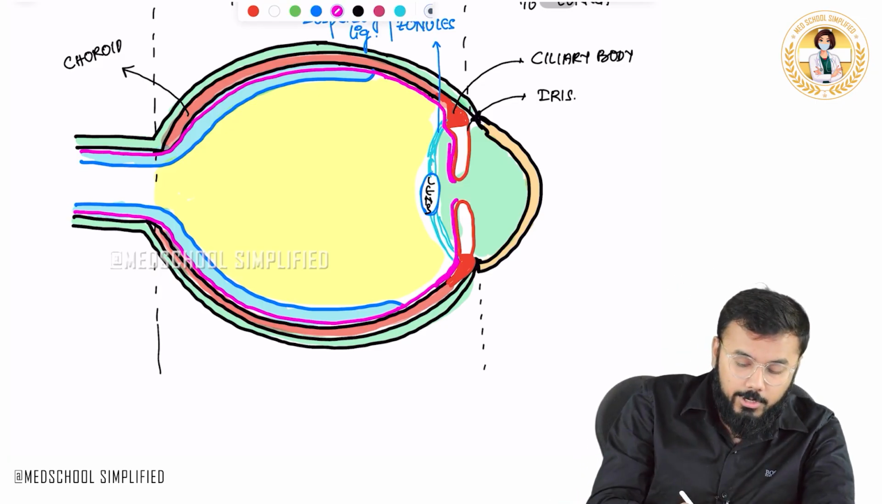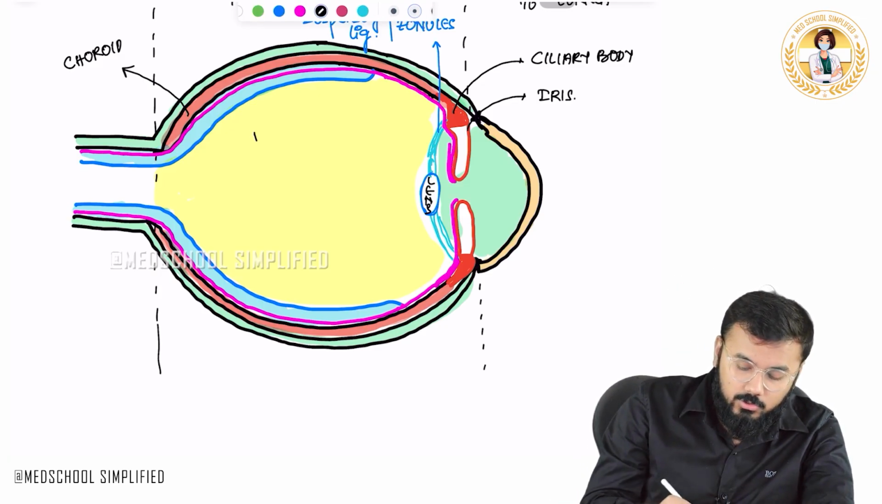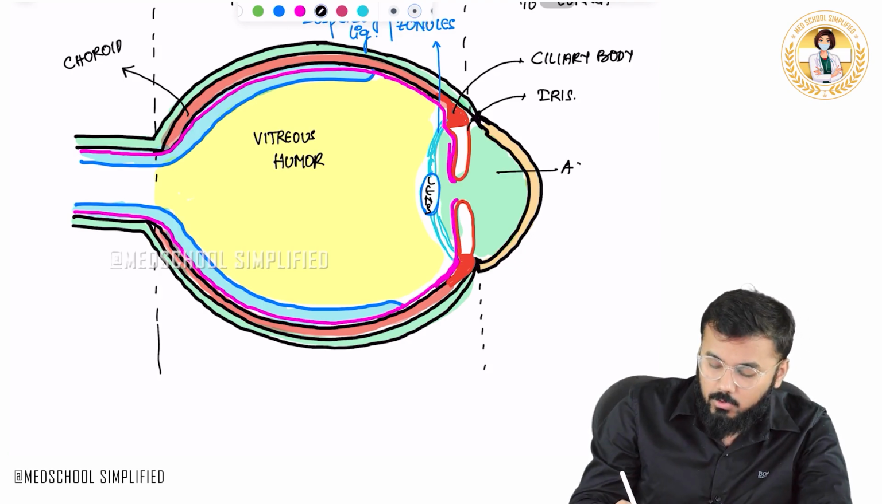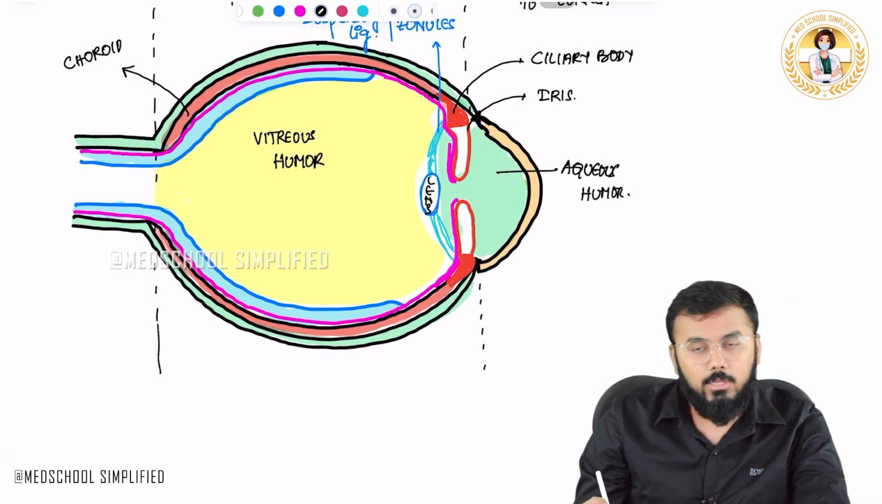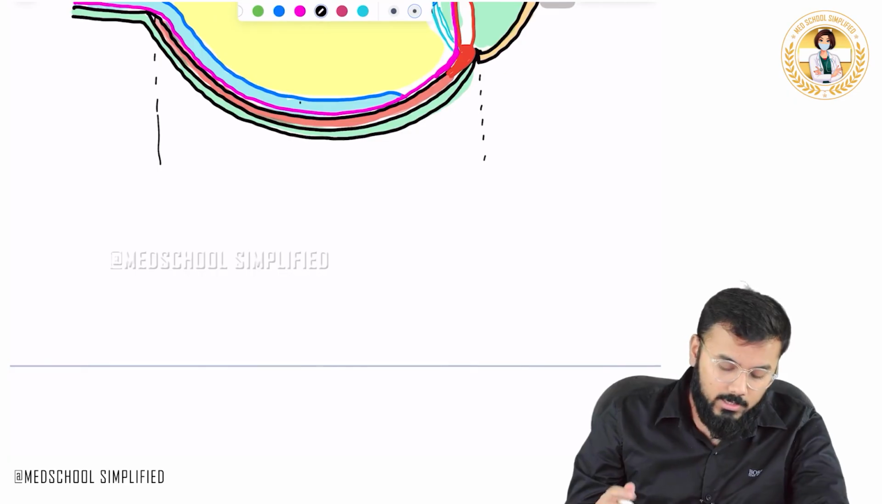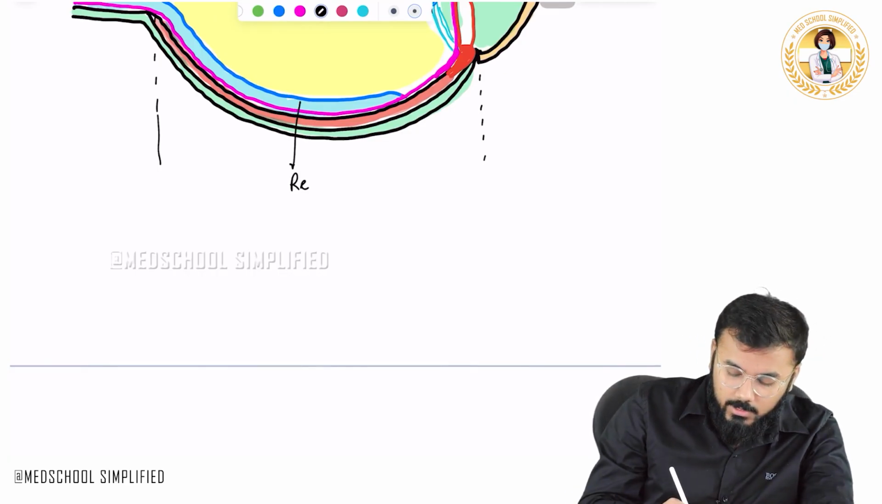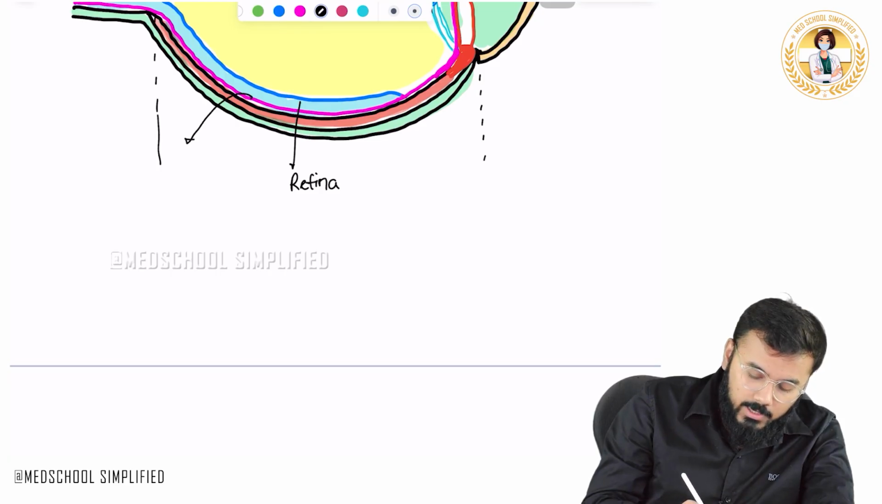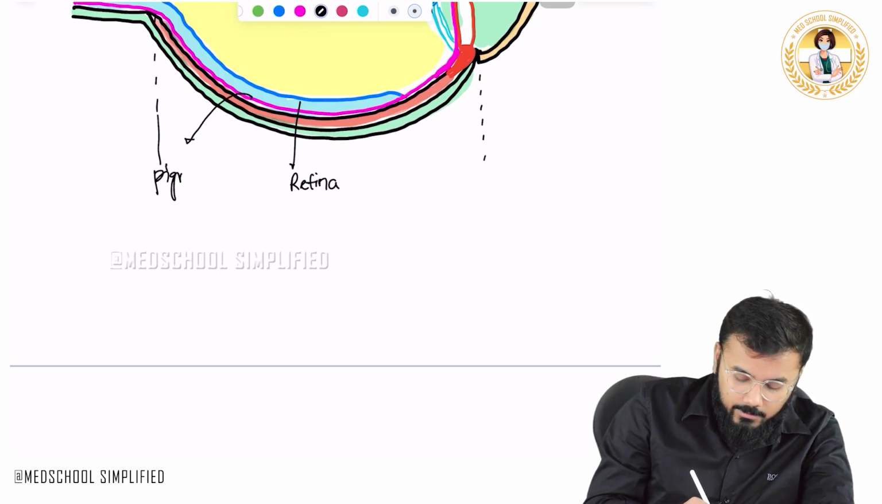So there are two important humors over here. What are these two humors? One is called vitreous humor. Another one over here is called aqueous humor, vitreous humor as well as aqueous humor. Okay. So what are these structures? This particular one over here is called your retina, and down here you have this pink color layer called the pigmented layer.